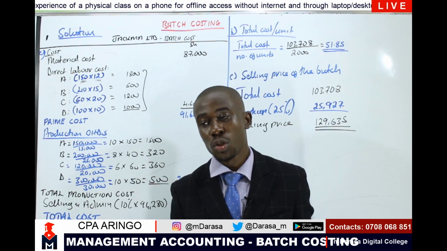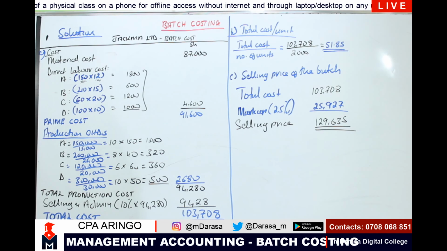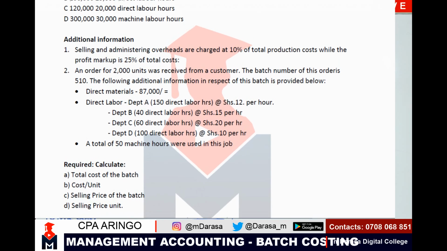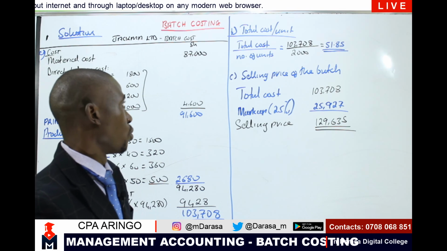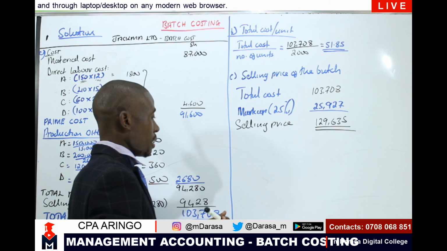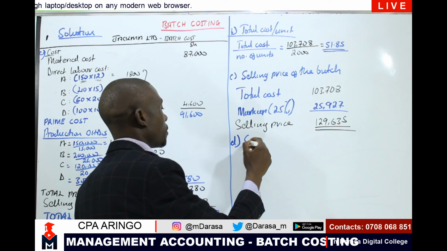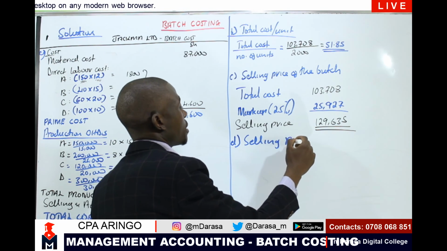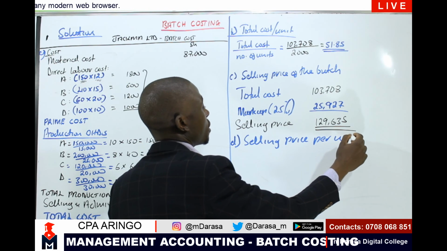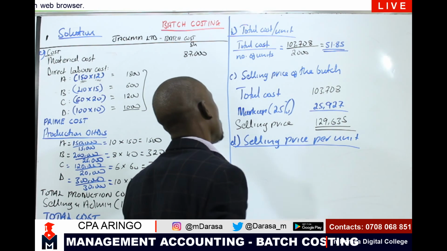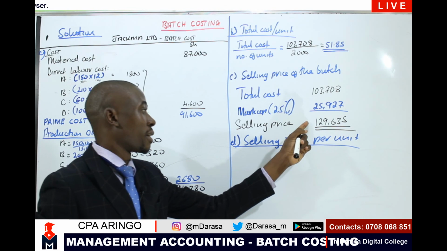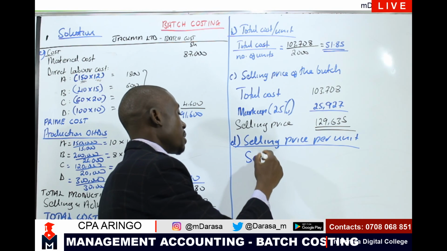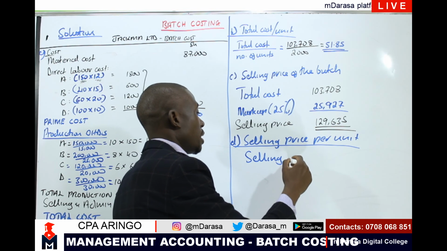So in our case, what were we given in this question? We need to identify what we were given. In our question, we are told that in note number one, selling and administrative overheads are charged at 10% of total production cost, while the profit markup is 25% of total cost. So I'm given profit markup. Our total cost is 103,708.